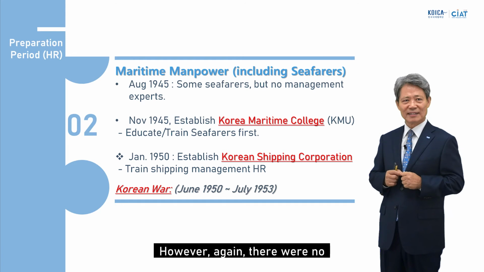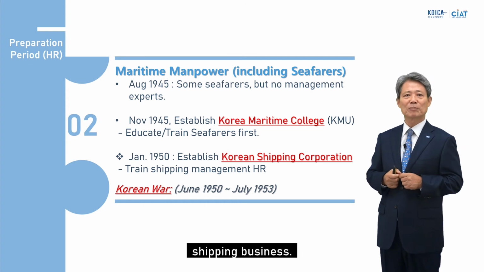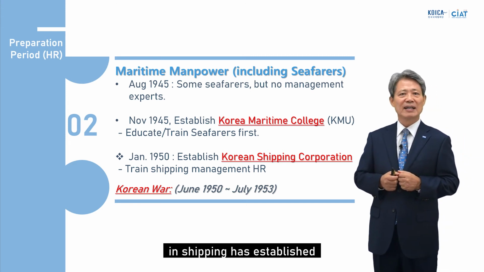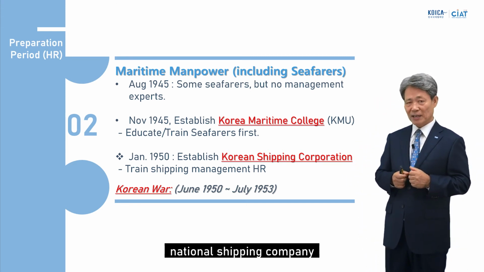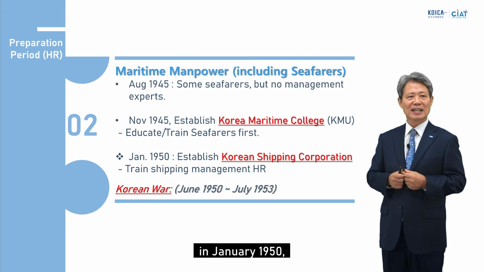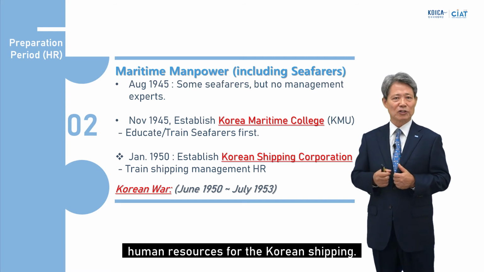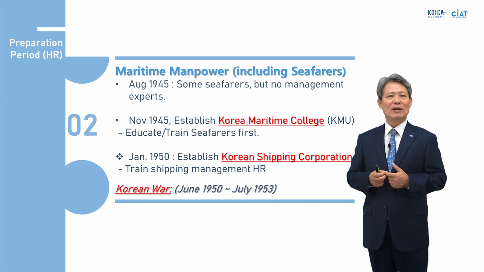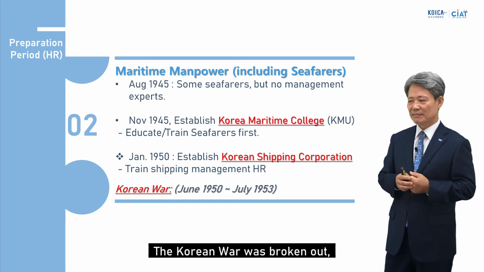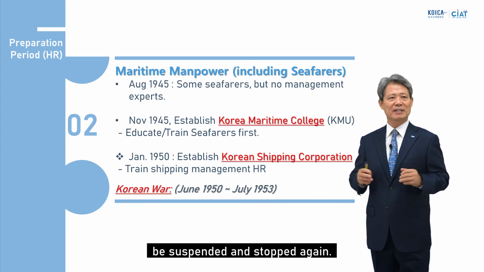However, again, there were no management experts to run the shipping business. So a group of pioneers in shipping established a national shipping company called Korea Shipping Corporation in January 1950 to train shipping management human resources for Korean shipping. However, just a few months later, the Korean War broke out. Consequently, everything had to be suspended and stopped again.